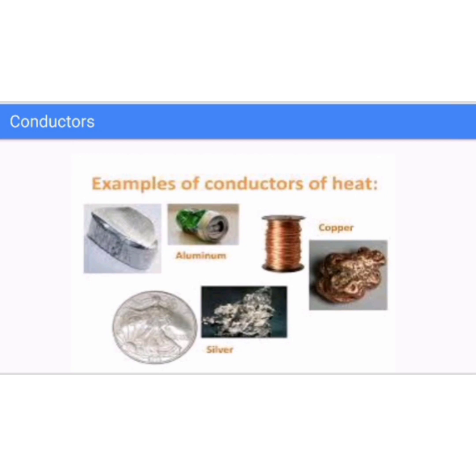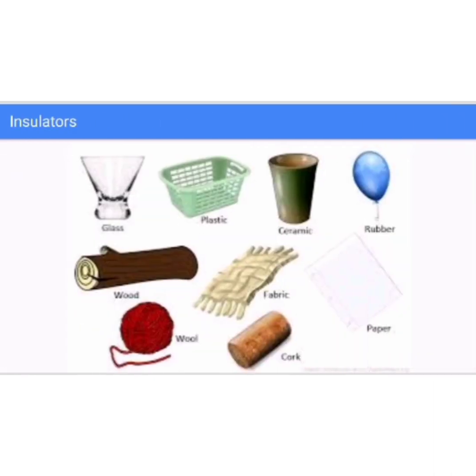And the materials which do not allow heat to pass through them are known as insulators, like glass, plastic, rubber, fabric, wool or paper. These do not allow heat to pass through them, so these materials are called insulators. Water and air are also poor conductors of heat.